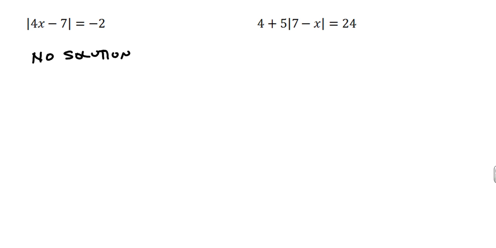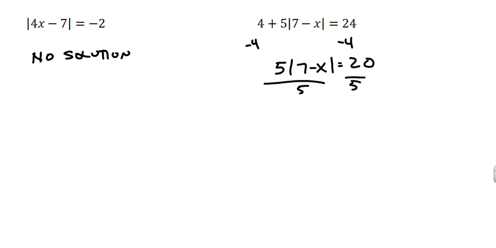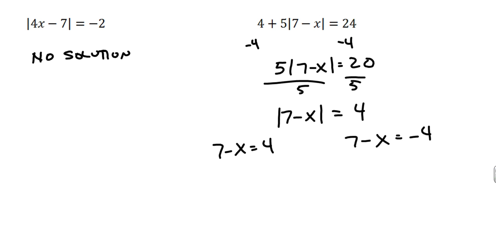Our third example here, we need to do a little algebra before we can apply our definition for the absolute value. What I want to do is isolate the absolute value. So first I'll subtract the 4, and then I can divide by the 5. So I'm trying to peel off everything that's not inside the absolute value. Once I've got the absolute value isolated and equal to 4, I can now apply my definition, split the problem into two separate problems. Each half I can solve, and I'll come up with two solutions.